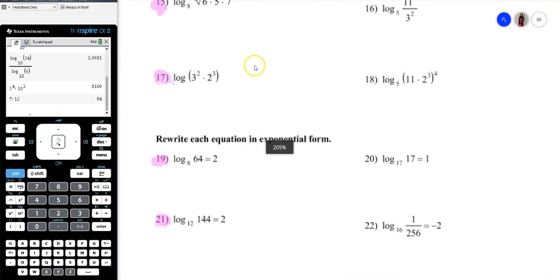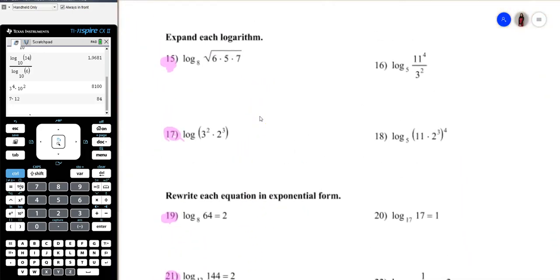Now on this next section we are expanding. So whenever we're expanding, we want to make the log longer. We don't want it to be one single log anymore. We've got log 8 square root of 6 plus log 8 square root of 5 plus log 8 square root of 7.